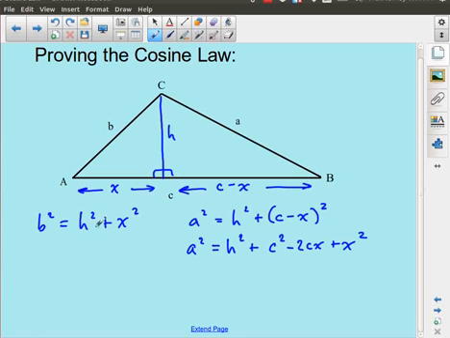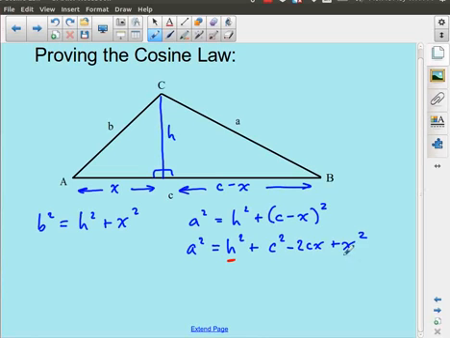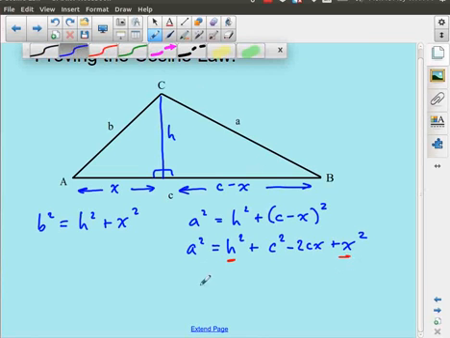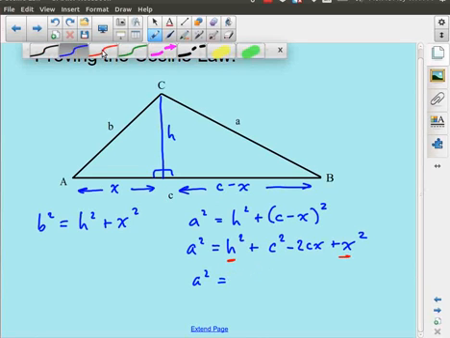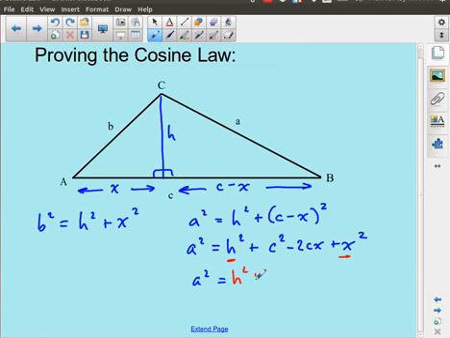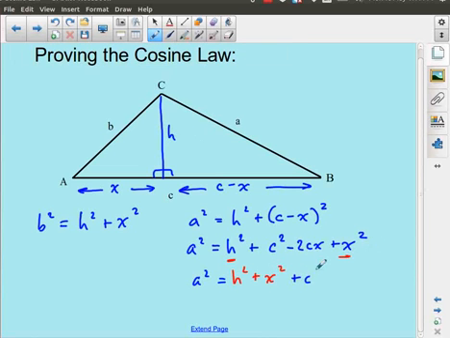Now this is where I'm going to get into some interesting ideas, because what I'm actually going to do is notice that I've got an h squared and an x squared here. So another way I could write this is that a squared is equal to h squared plus x squared. I'm bringing those two together, and then I'll leave the rest the same, plus c squared minus 2cx.